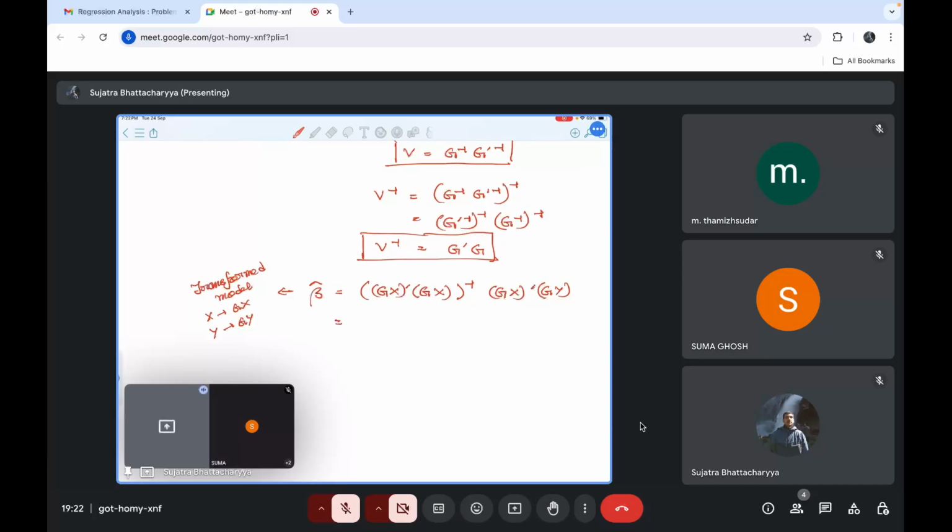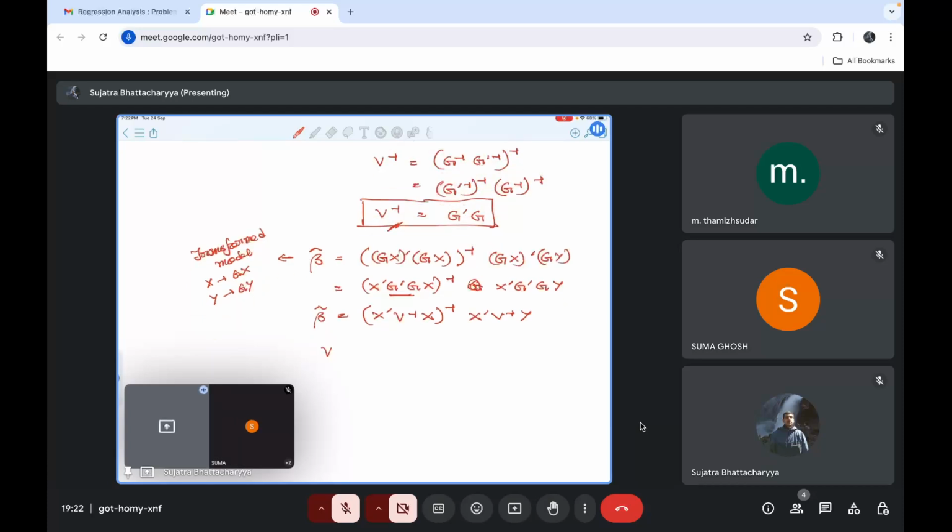Okay, so let's further write. (GX) transpose, X transpose G transpose GX inverse, G. So again, it will be X transpose GY. G prime G is what? V inverse. We have seen it. So X prime V inverse X inverse X prime V inverse Y. This is your beta hat now, right? This is your beta hat.